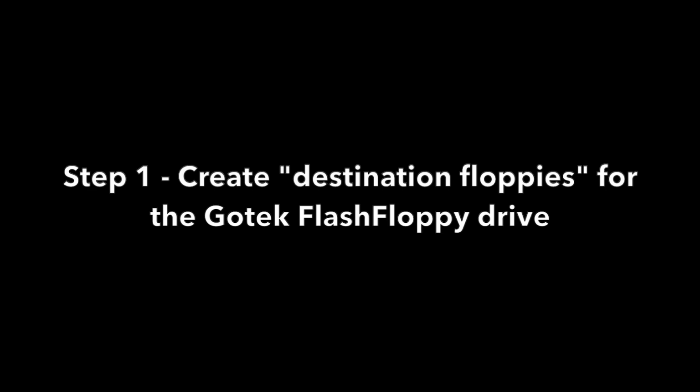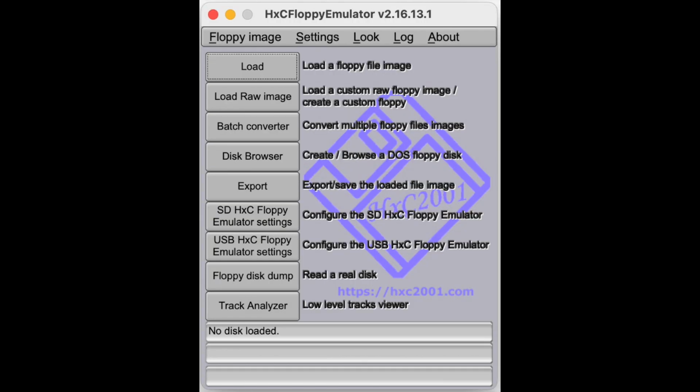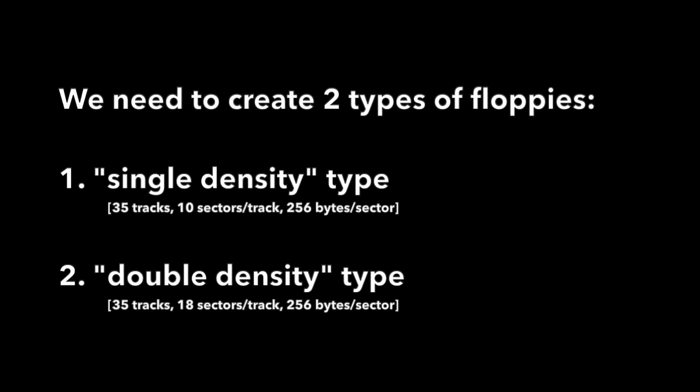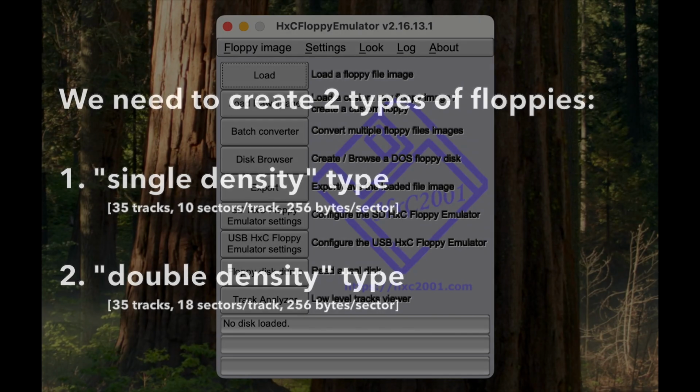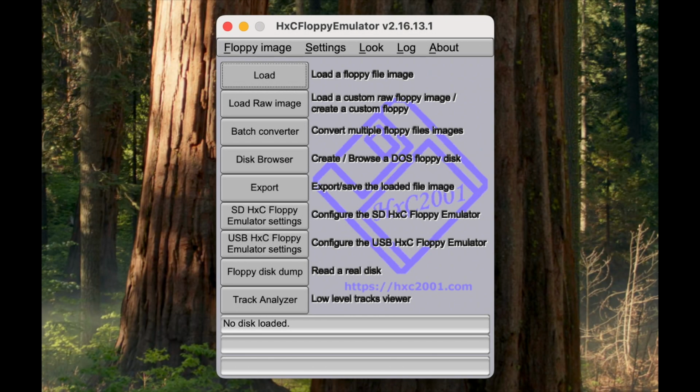The first thing we're going to need to do is create destination floppies for the Gotek FlashFloppy drive. I'll do that using the HxC floppy emulator program. We will need to create two types of floppies, a single density type and a double density type, and I'll walk you through the steps on how to do that. We now need to create our custom floppies.